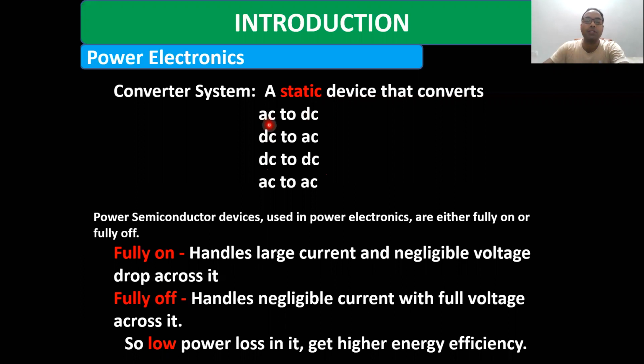That is, if the input is AC, by using static switches or power electronic switches, we can generate DC power. If the input is a DC supply, then we can generate AC output through the static devices. That is called the converter. Again, if the input is a DC supply, we can get DC also, that is variable DC. If you want any variable voltage, you can create this DC voltage.